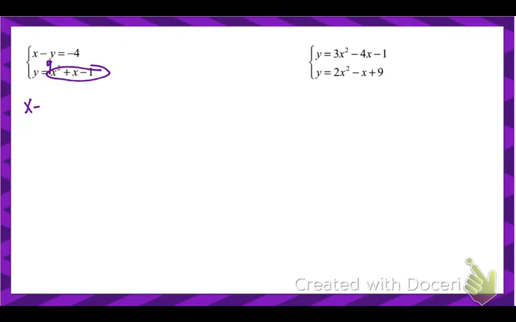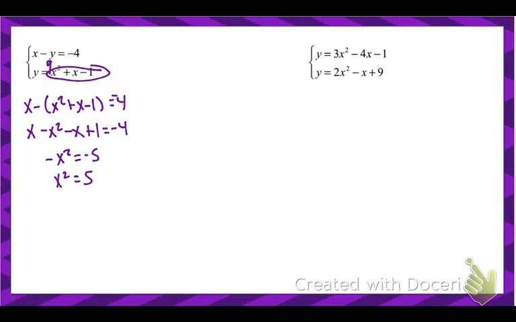When you subtract, you are subtracting that entire function. So this becomes x minus x squared minus x plus 1. So x minus x is going to cancel out. I will go ahead and get negative x squared is equal to -5, which means that x squared is equal to 5, which means that x is equal to plus or minus the square root of 5. So now I have two possible answers for x, positive square root of 5 and negative square root of 5.